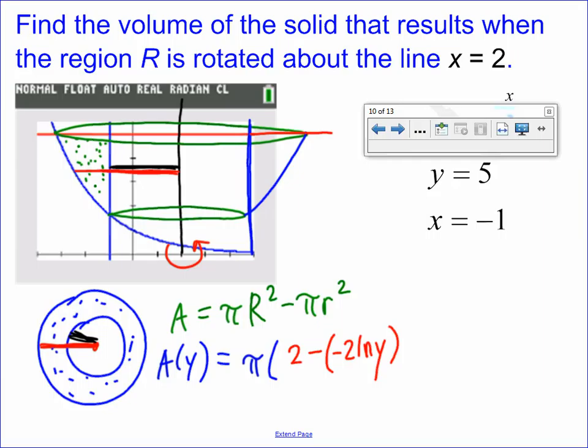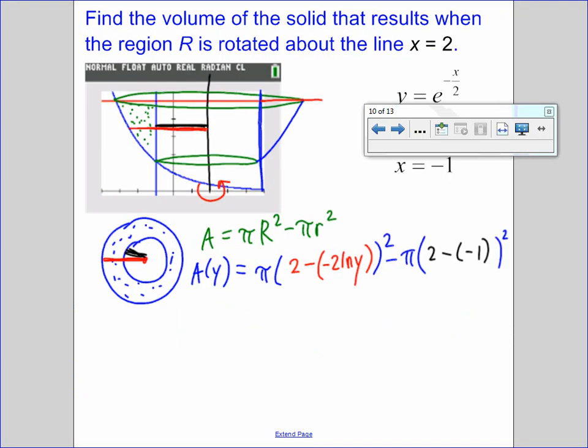Is that right? 2 minus a negative 2 on y. Is that what we got when we solved for x? Yes, good. That is big R in red, squared. And my little radius was in black, and that is kept positive by doing right curve, solve for x equals 2, minus left curve, solve for x. What was left curve? Negative 1. Good job. Pi R squared minus pi r squared sets up our volume integral.